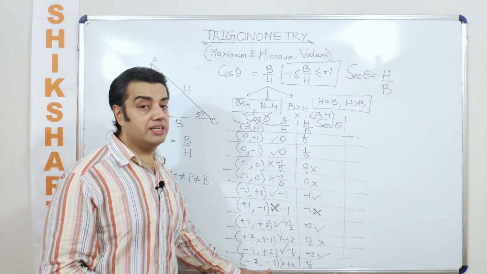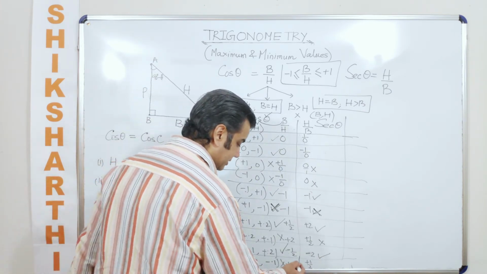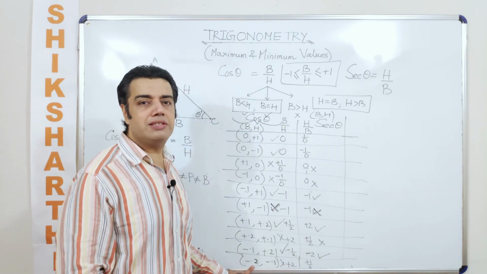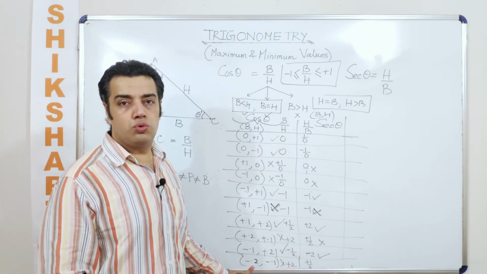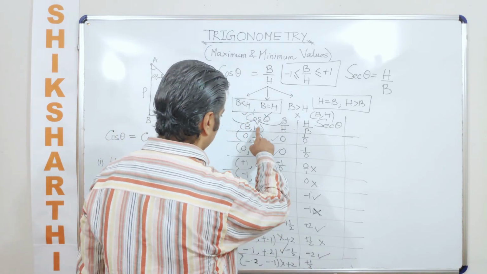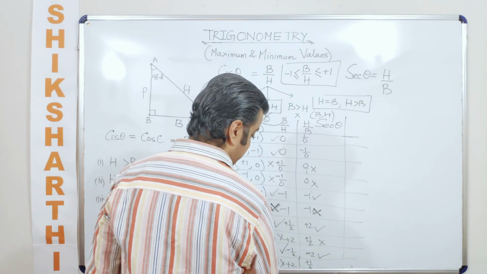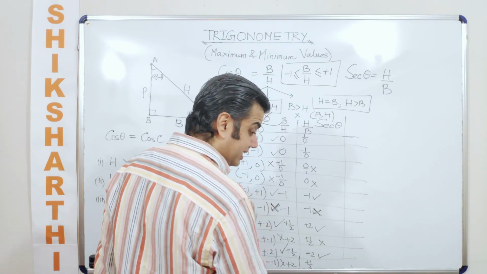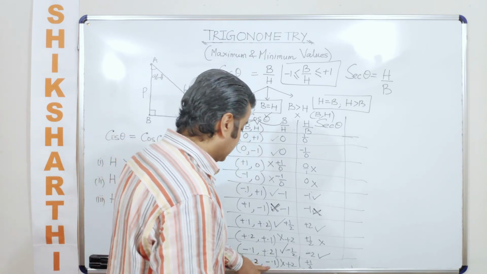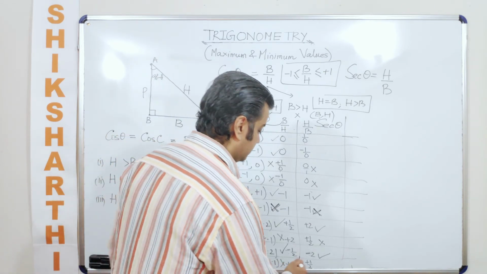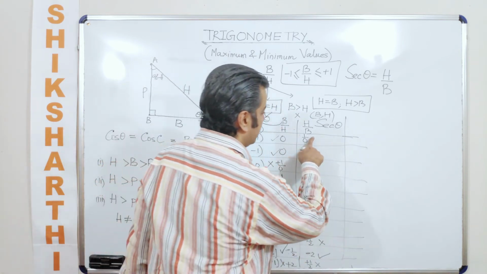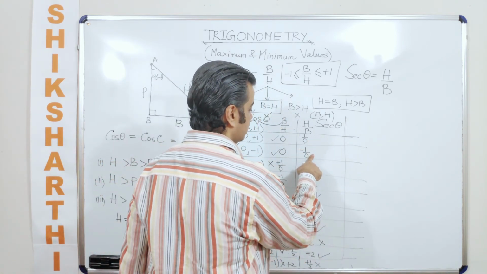Is minus 0.1 greater than minus 0.2? Yes. Is minus 0.1 greater than minus 0.2? The answer is yes. But here when I take the ratio, so hypotenuse minus 0.1, is it greater than minus 0.2? The answer is yes, but I can't take it here. Now we come down to 1 by 0 and minus 1 by 0.